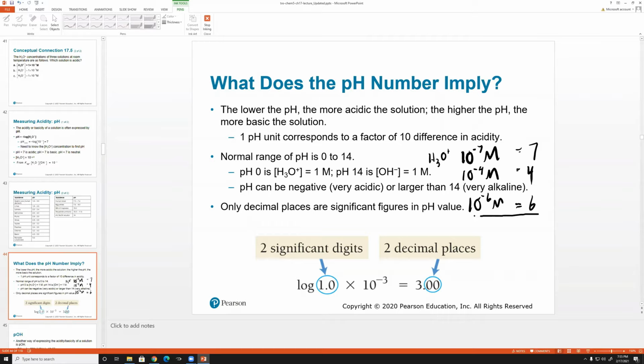So that's pH. Now, in terms of sig figs for pH, traditionally we do pHs to 2 decimal places regardless. So we really don't follow the rules of sig figs that much. Just keep that in mind. It's always 2.